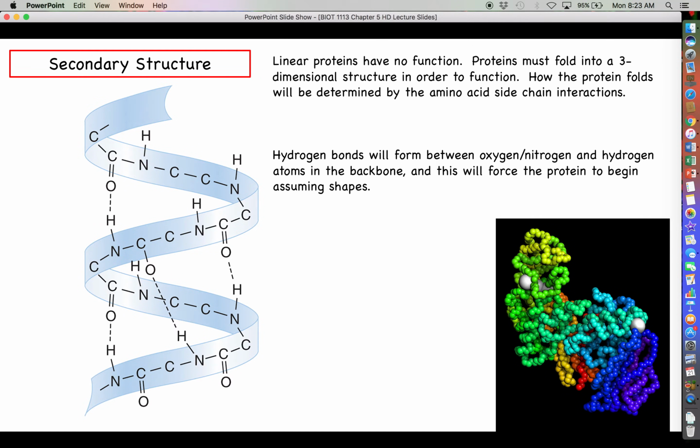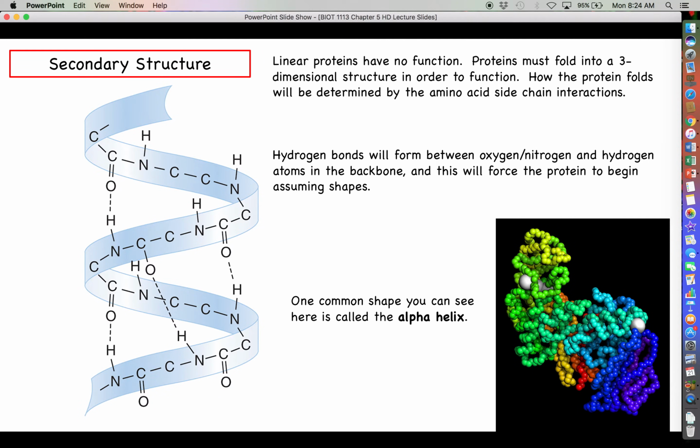So the first thing for us to talk about going beyond the primary structure is what is called secondary structure. So secondary structure represents the first step in the folding process. In this step, hydrogen bonds will actually form between the oxygen and nitrogen atoms of the backbone and any stray hydrogen atoms that are sticking off from the amino groups. So the polar nature of the oxygen and the nitrogen atoms will attract the hydrogen atoms, and this is going to cause the backbone of the protein to bend and fold into particular shapes.